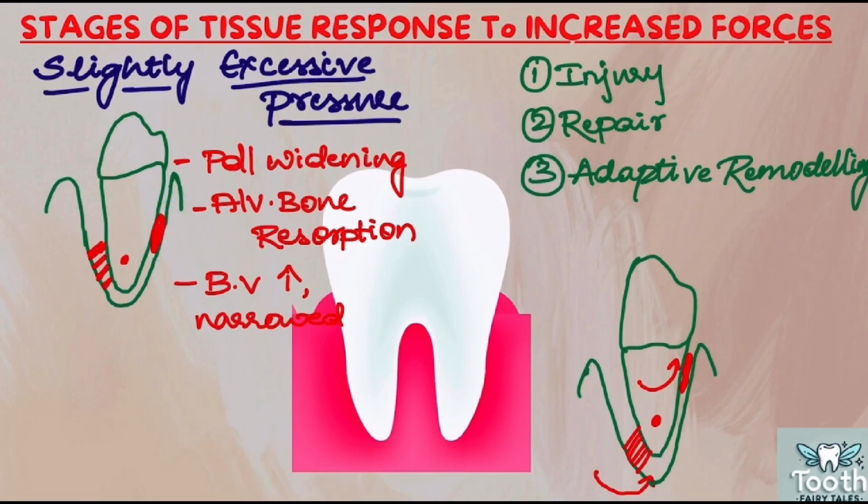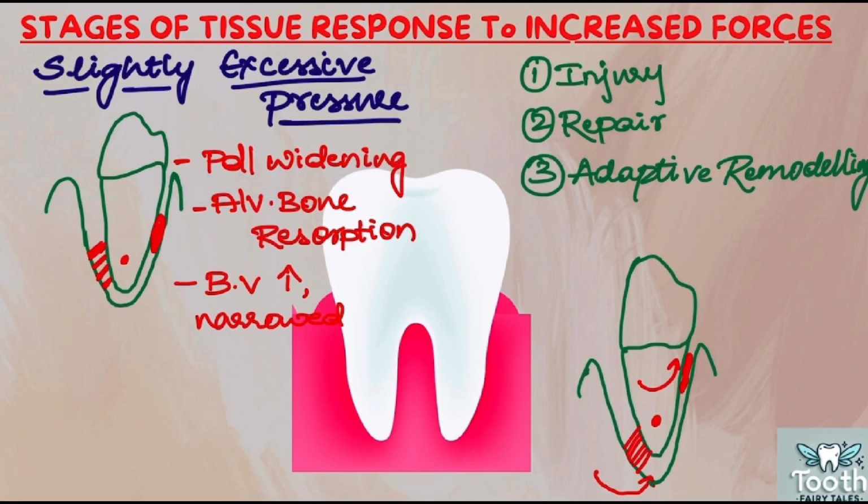So in order to avoid this pressure or stress, what the body's defense mechanism does is start to widen the periodontal ligament area as a compensatory mechanism. When the periodontal ligament area is widened, it will be able to bear the load and distribute the load to the surrounding areas efficiently. That is the reason why the body shows the periodontal ligament widening.